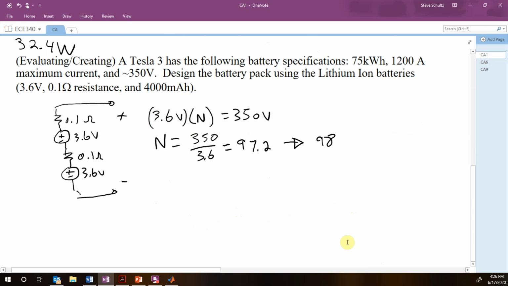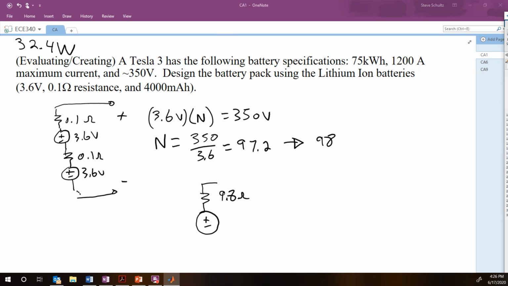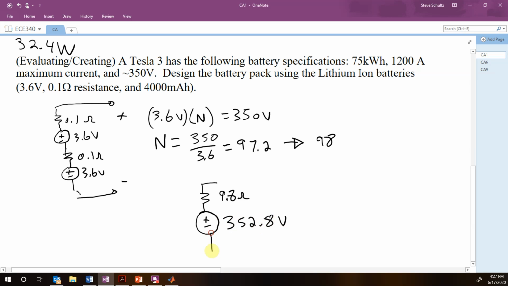Okay, so what does this total thing look like? And so now here is our new battery pack. So this is going to be 98 times my 0.1. So this is going to be 9.8 ohms. And then I have 3.6 times 98. And so this is going to be 352.8 volts. So this is my battery pack.